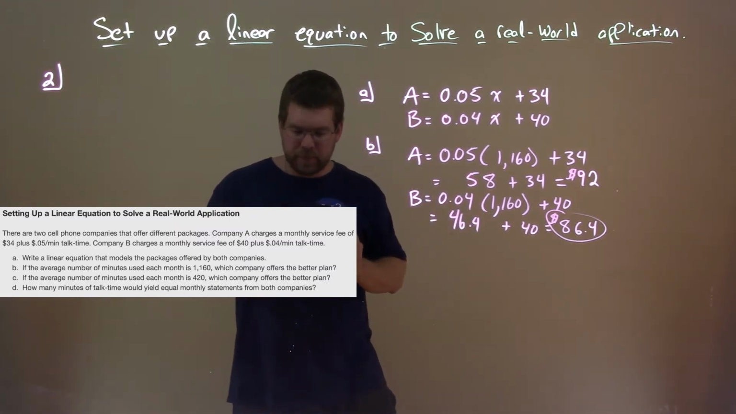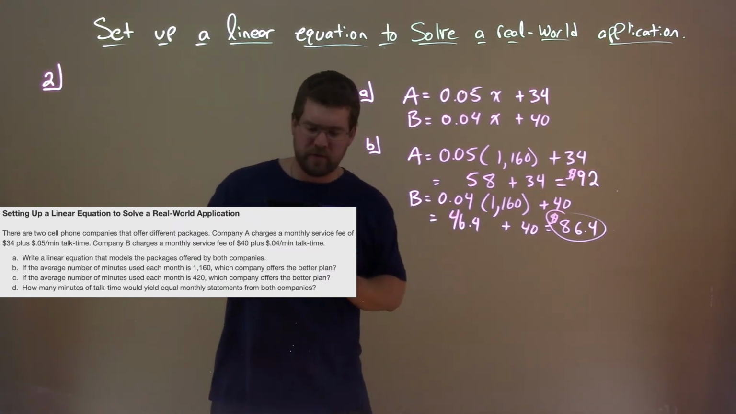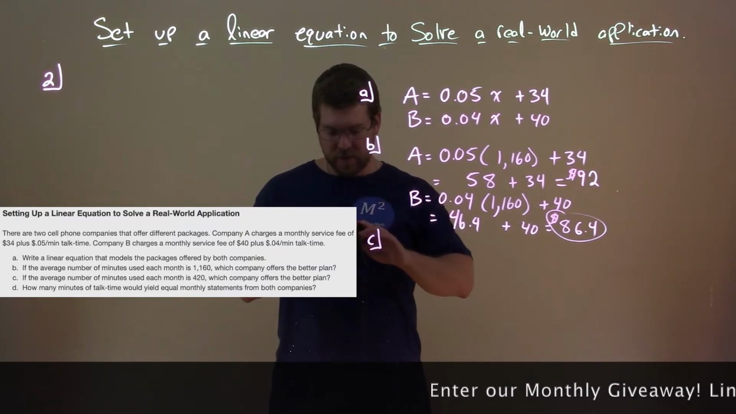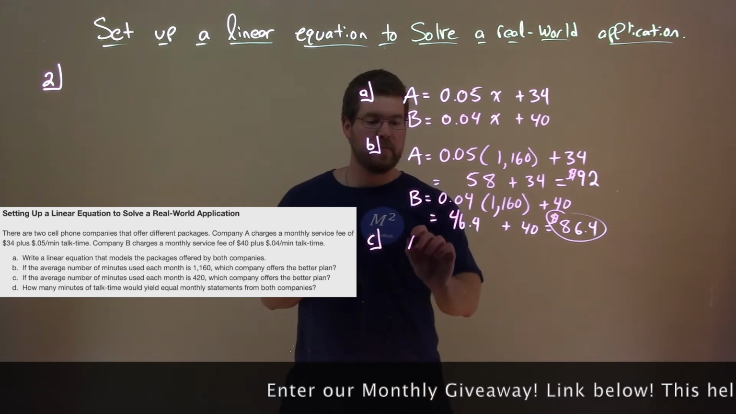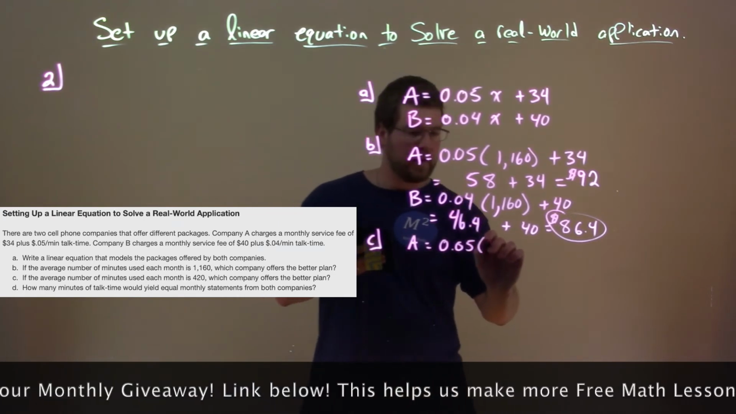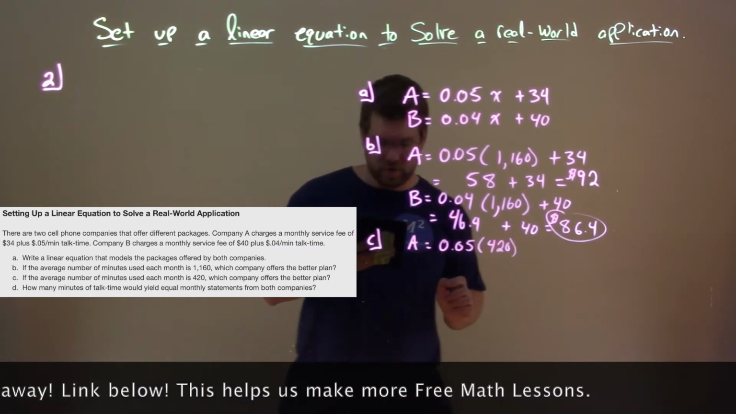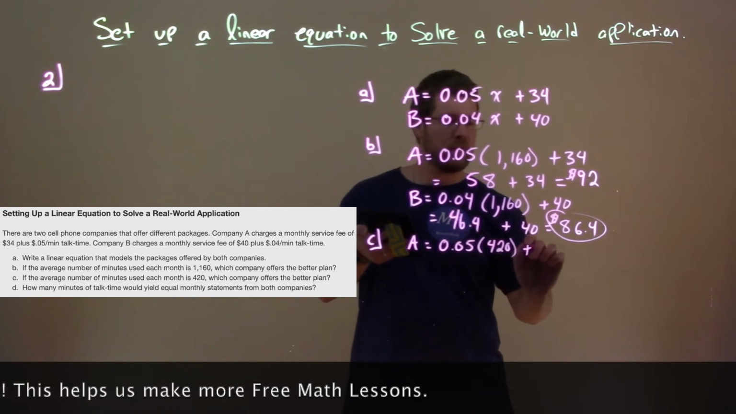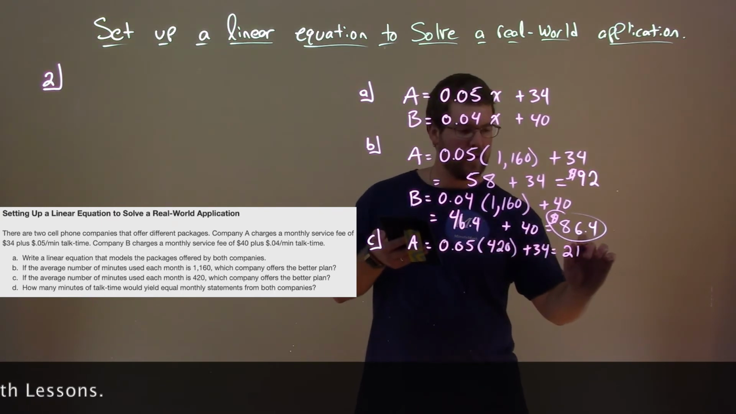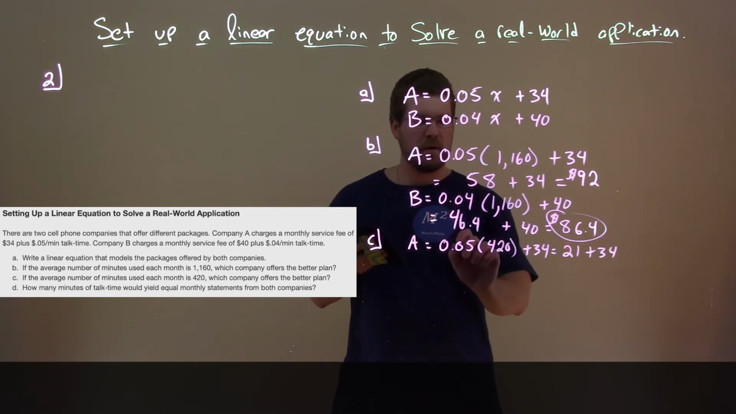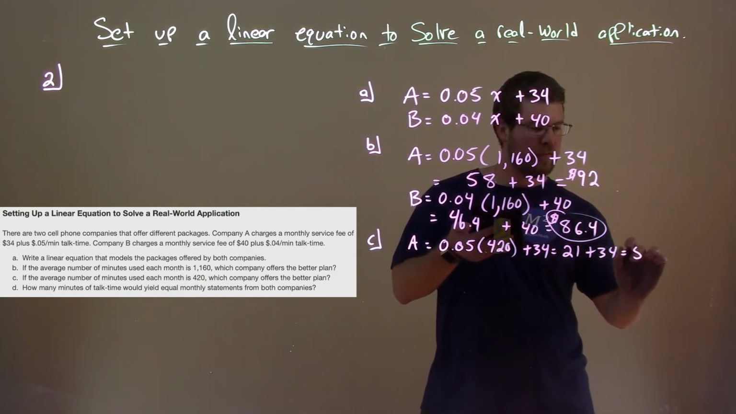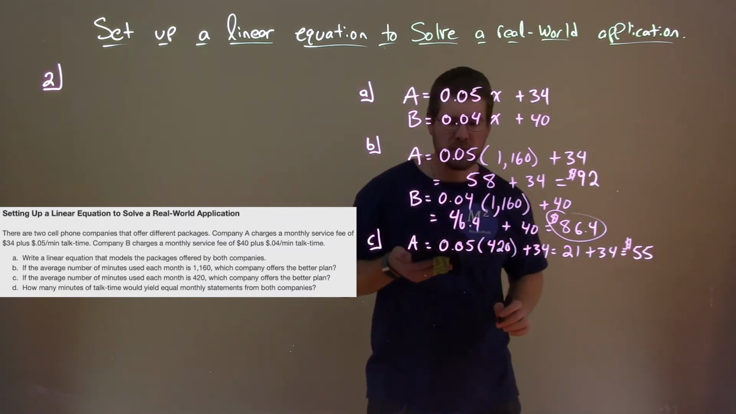All right, part C. If the average number of minutes used each month is 420, which company offers the better plan? So what we're going to do is really the same exact process as before. Take the equation for A, 0.05, plug in the value of 420 for X, and then plus 34. And that simplifies to 21 plus 34. So 0.05 times 420 is 21. Add it to 34, and we have $55 for Company A.